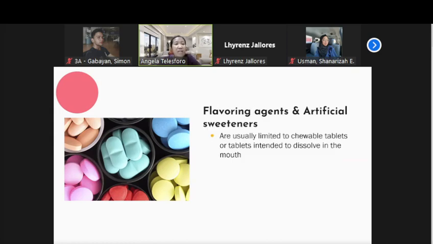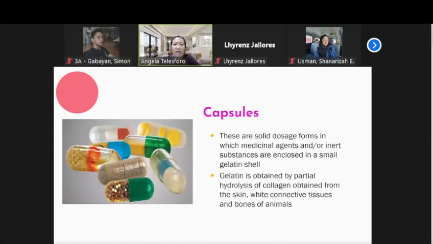Flavoring agents and artificial sweeteners. So usually limited to chewable tablets or tablets intended to dissolve in the mouth, no? Usually flavoring agents are used in syrups and liquid preparations. So for tablets, only when we taste them, no? Okay. So, a little bit on capsules, that's quick.